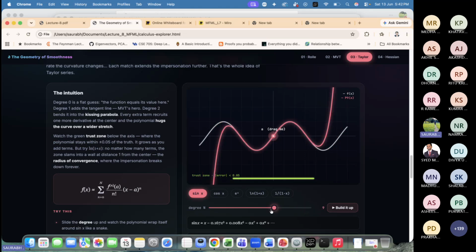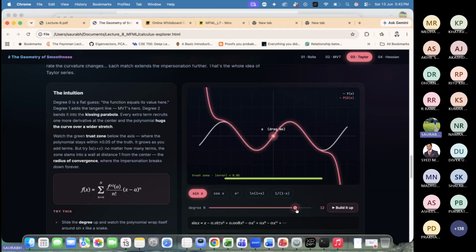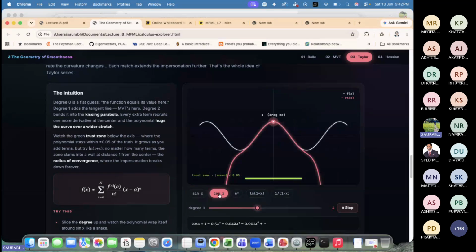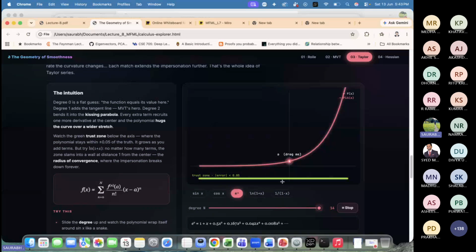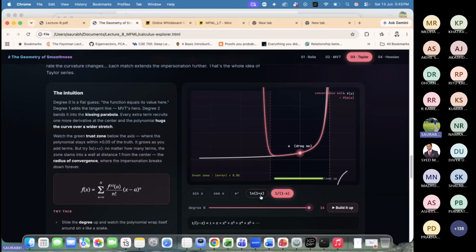That's the idea. Okay. So this is the intuition, and the Taylor series is basically originating from mean value theorem. The idea for Taylor series originated from mean value theorem, right? So this is that simple idea. Or you can look into cos functions as well. You look into e to the power x. You can look into log of x, or 1 by 1 plus x.